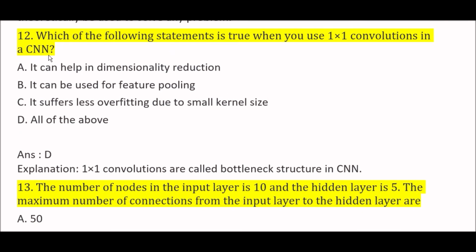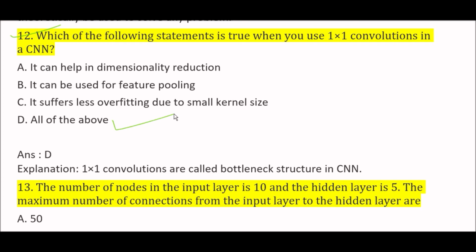Next question. Which of the following statements is true when you use one-to-one convolutions in a CNN? Option A, it can help in dimensionality reduction. Option B, it can be used for feature pooling. Option C, it suffers less overfitting due to small kernel size. Option D, all of the above. Right answer here is option D, all of the above.